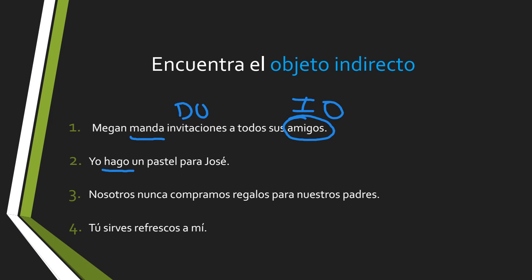Make. I make what? I make a cake. So un pastel is our direct object. That makes sense, right? And so then to whom or for whom? For whom did we make the cake?